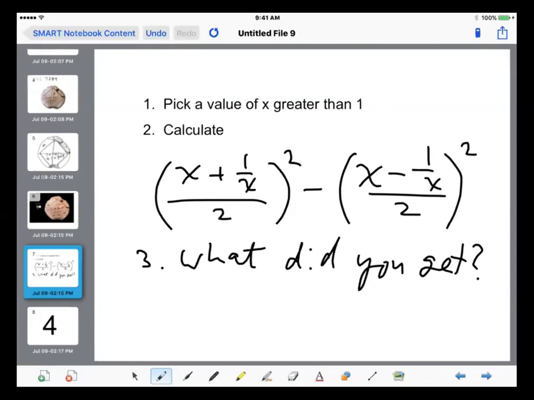Okay, I see one person got the numerical answer. Go ahead, everybody. Do x plus 1/x, square it. Do x minus 1/x, use the calculator for this, and square that. And then subtract the two answers. And when you get an answer, type it into the chat.